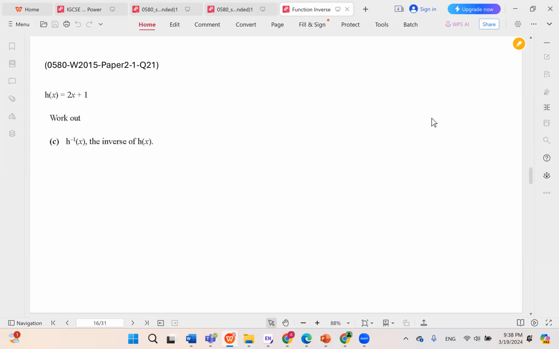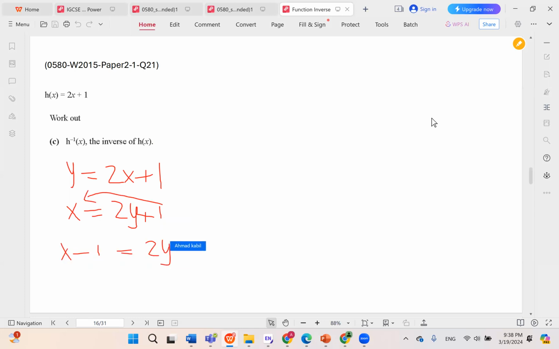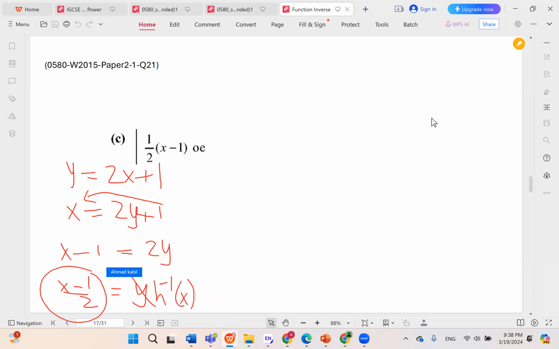In this case, we have y equals 2x plus 1. We're going to replace x and y, so x equals 2y plus 1. And then we take the 1 to the other side, x minus 1 equals 2y. We divide by 2, x minus 1 over 2 equals y. Then we replace the y with h inverse of x. And this is the final expression, x minus 1 over 2. Of course, half times x minus 1 is the same as x minus 1 over 2. They are both correct.